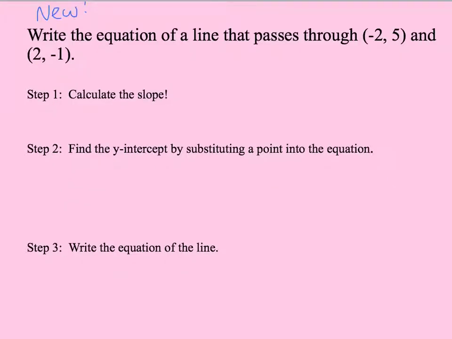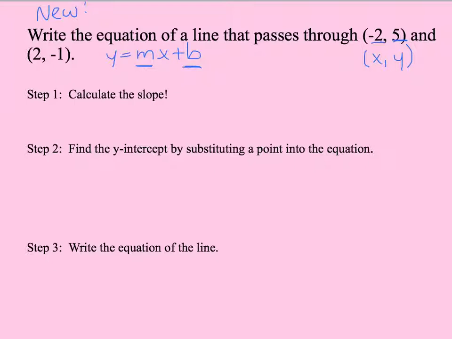Let's try an equation where we're not explicitly given the slope or the y-intercept. This problem states, write the equation of a line that passes through the point -2, 5 and 2, -1. Remember, our points are written as x, comma, y. So here, -2 is our x component and 5 is our y component. The first thing we want to do is find our slope, because we want to write an equation in y equals mx plus b format. In order to do this, we need our slope and we need our y-intercept.